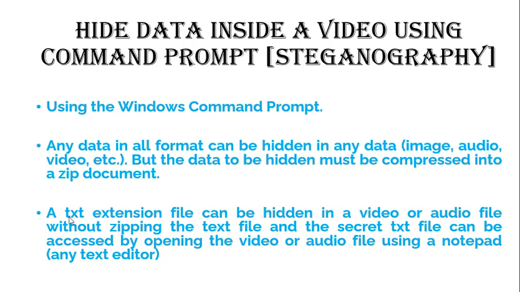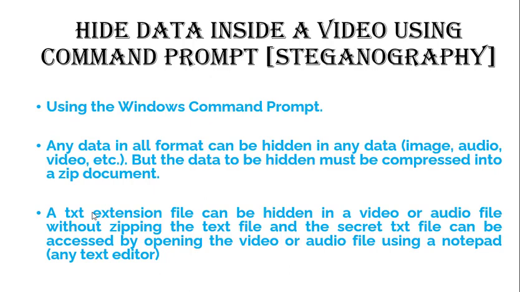A TXT extension file can be hidden in a video or audio file without zipping the TXT file, and then the secret text file can be accessed by opening the video or audio file using a notepad or any text editor. So in a case that you are hiding a TXT file within a video, image or audio, you can hide it without zipping it. To have access to that TXT file, you need to open the cover file, the cover image or video, using a text editor, for example Notepad, and then you have access to that TXT file.